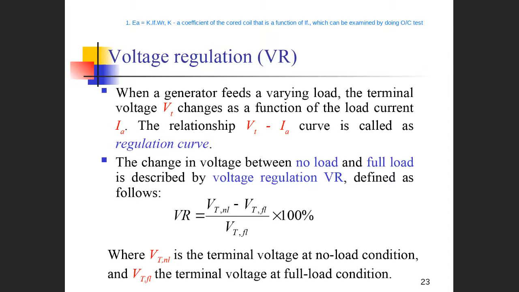The second point is that the terminal voltage, which we represent as VT, is the internal generated voltage minus the armature current times the armature synchronous impedance, which usually comes from two parts. One is the armature per phase resistance. The other one is the armature synchronous reactance.